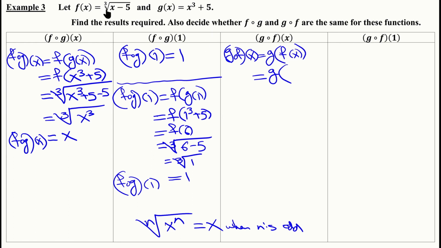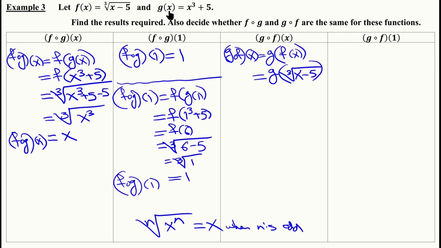So f of x is the cube root of x minus 5. So it's going to be g of the cube root of x minus 5. Now we need to apply the action of g to this new input. Whatever g does to an input, we need to do to this input. What does g do? Well, look, it cubes and adds 5. That's how you have to look at it.